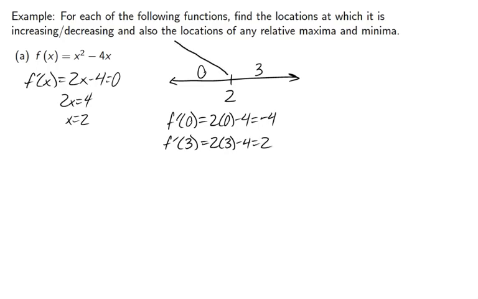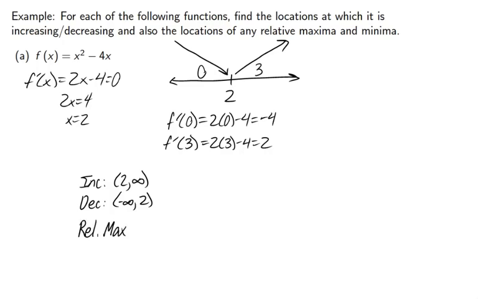Remember, negative means decreasing, and positive means increasing. The function is increasing from 2 to infinity, and decreasing from negative infinity to 2. The relative max, well, let's find out. Is there one? No. It could only occur at critical values. And this critical value goes from decreasing to increasing. You can even look at the picture. That's definitely a minimum. None.